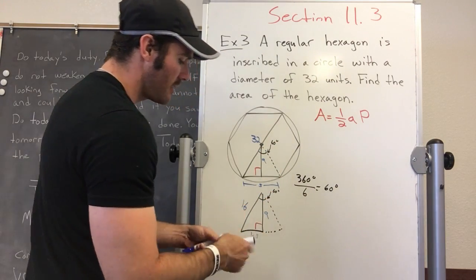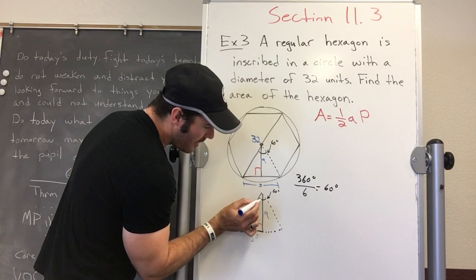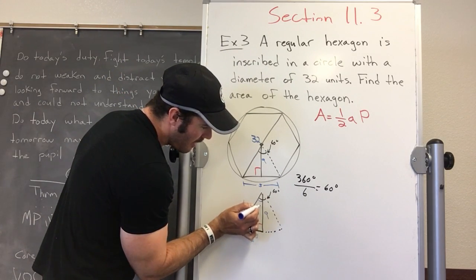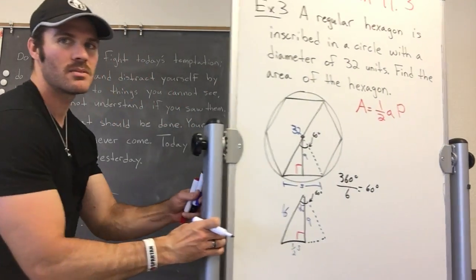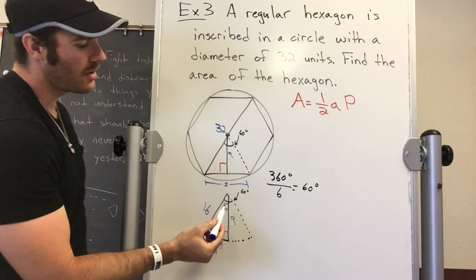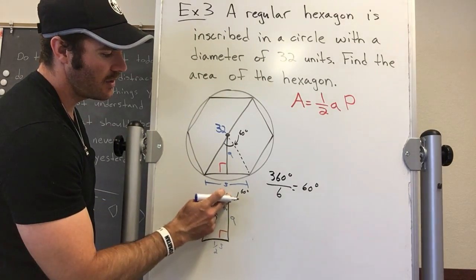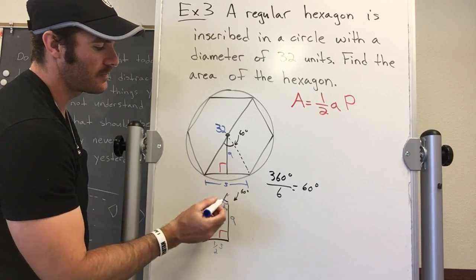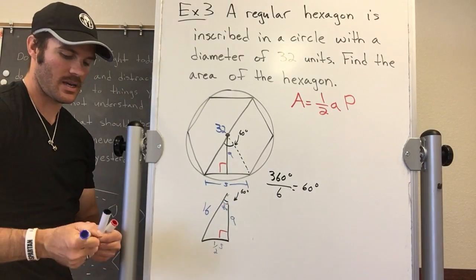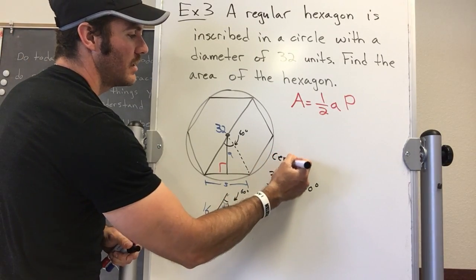Which makes this angle right here 30 degrees. I hope you can see that. I'm writing a little bit smaller and smaller. 30 degrees, because it's half of 60, because we're only looking for half the triangle. So this is 30 degrees. So this is finding the central angle. That's what we did here.